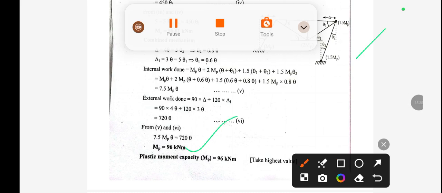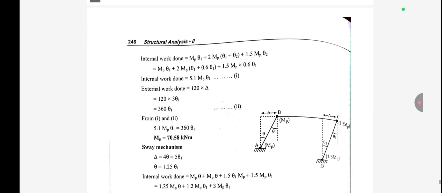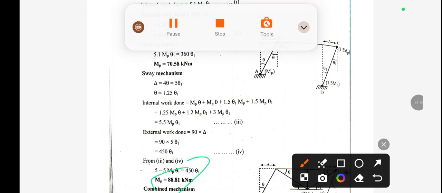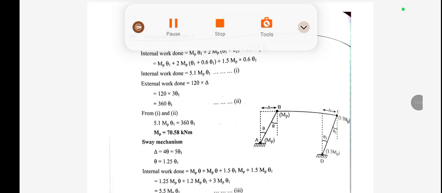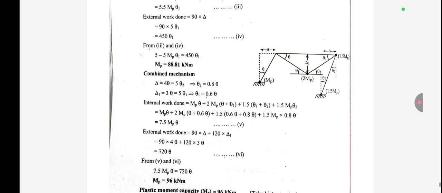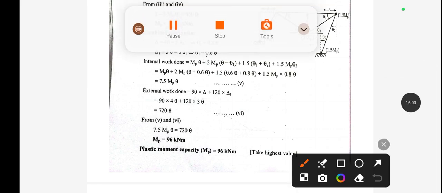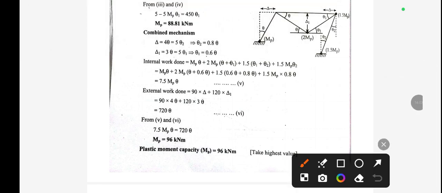Okay, similarly for the first sway mechanism we have calculated 88.81. Okay, and here for the beam mechanism it is 70. So among all these three values, the maximum value of mp is 96. So in the final plastic moment capacity we have to take the larger value, that is the highest value. So in this case the highest value is 96 kilonewton meter, which is our required plastic moment capacity.